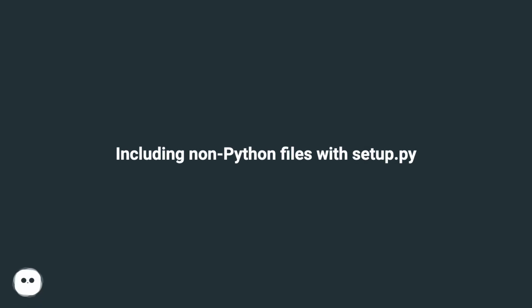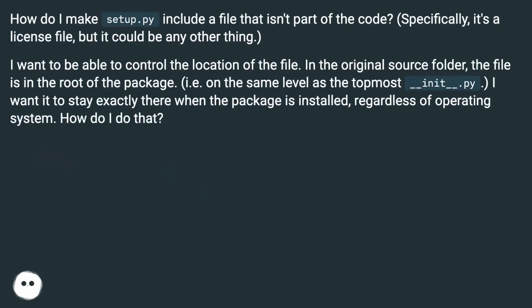Including non-Python files with setup.py. How do I make setup.py include a file that isn't part of the code? Specifically, it's a license file, but it could be any other thing. I want to be able to control the location of the file.